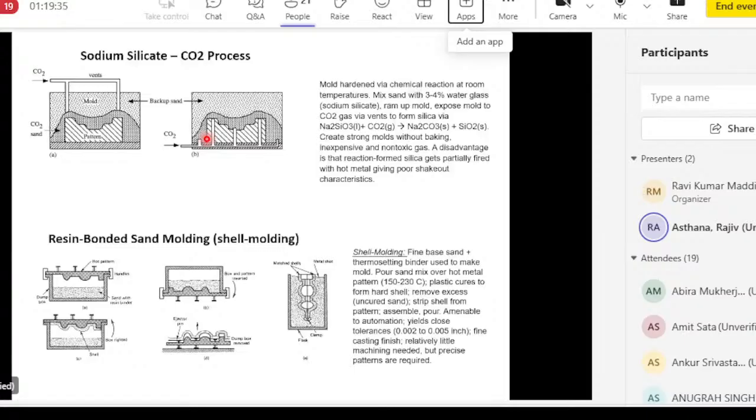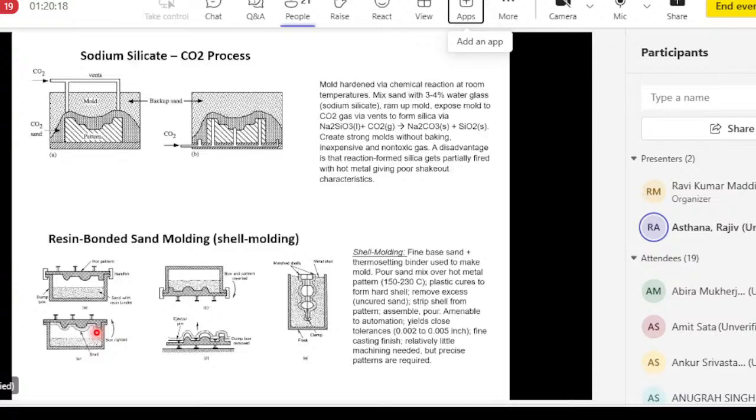In the resin bonded sand molding process, also called shell molding, we use resin, not a thermoplastic, but a thermosetting resin. So thermosetting binder or resin is mixed with the base sand, and it is brought in contact with a hot metal pattern. So this is the hot pattern, like a match plate that is heated to about 150 to 230 Celsius. So this is the sand mixed with resin. This is the hot pattern. You invert the mold so that the sand comes in contact with the hot pattern, and the thermosetting resin cures to the pattern.